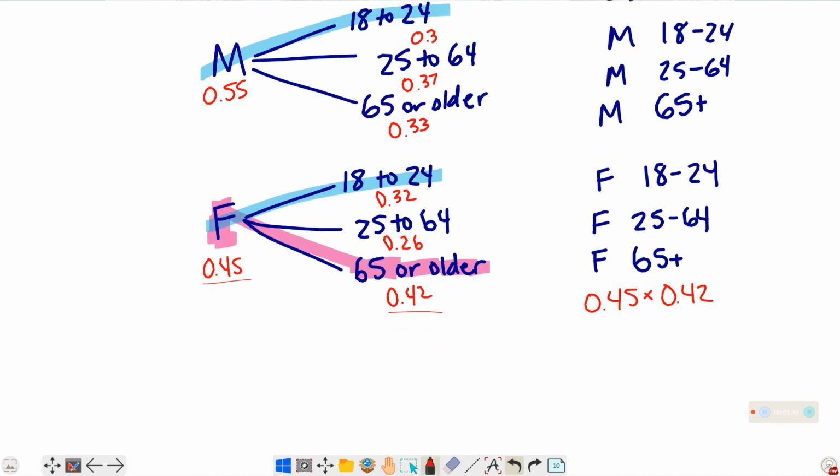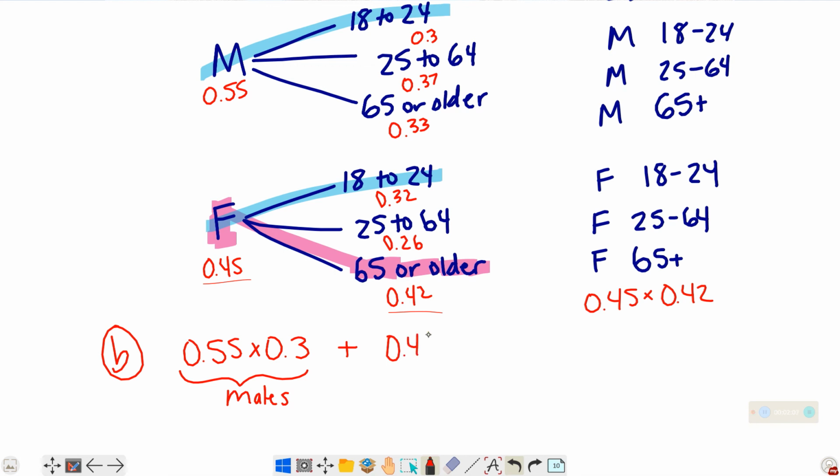So for the males, this is in part B, for the males we want 0.55 times 0.3. That represents the males. And we want the females, so we're going to add the amount for the females. The females is 0.45, and then the 18 to 24 is represented by that 0.32. So this is all of the females. And whatever your total is your answer.